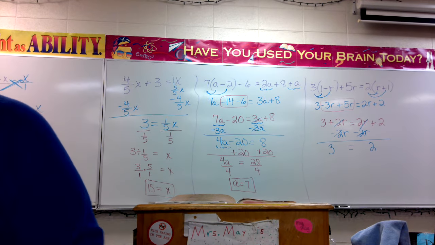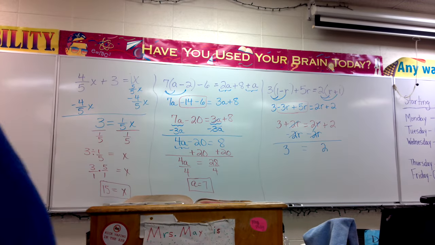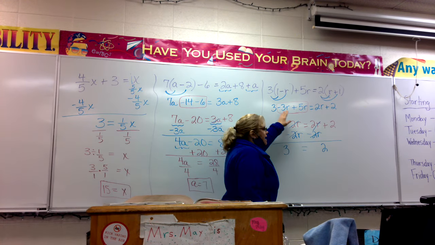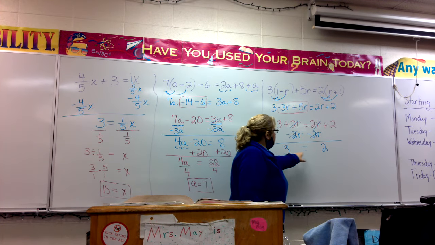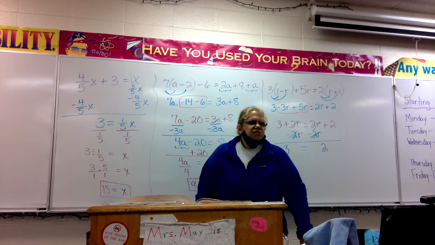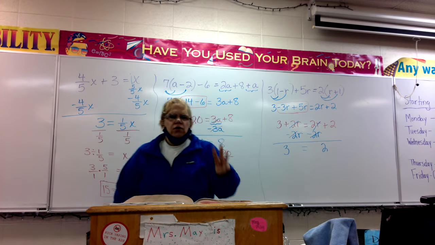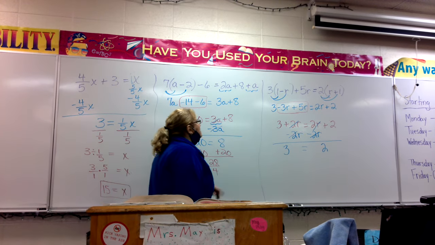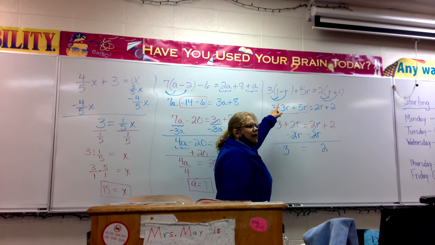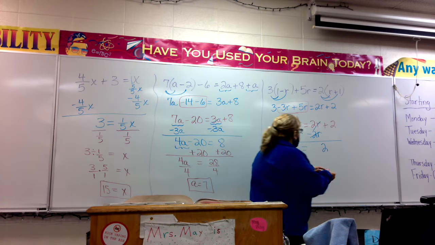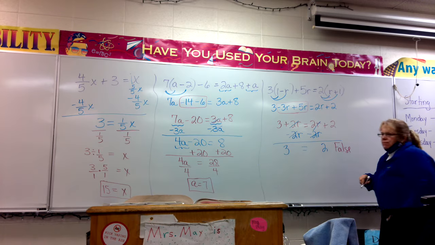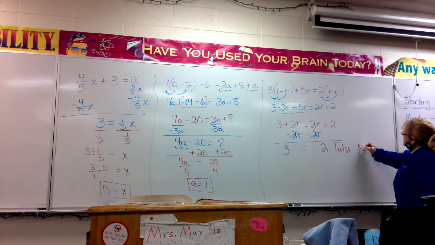Well, here's the problem. Is there any r value that I could choose that's ever going to make 3 equal 2? Could 3 ever equal 2? Never. So there is no r value that I can plug in up there that's going to make 3 equal 2. This is false. You know what that means? That means there is no solution.